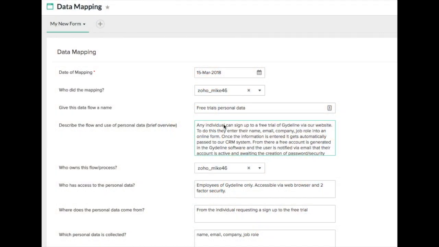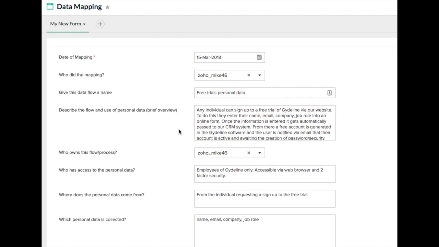So this is our more detailed mapping view, and I've chosen our free trials process to do a map of the data that we receive and we use there. So some basic bits of supporting data in terms of the date that it was done and who did it, and a name for this data flow. I've called it free trials personal data. And then I've just given a description of the personal data, and really it just says that people can sign up for a free trial of Gydeline, and they enter some information, gets passed to our CRM system, and we generate an account in our software.